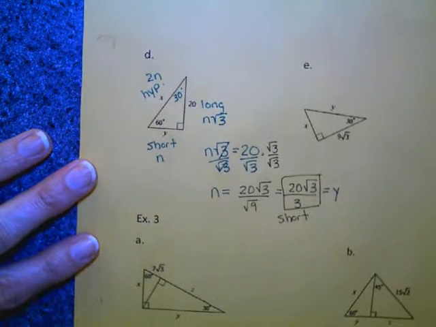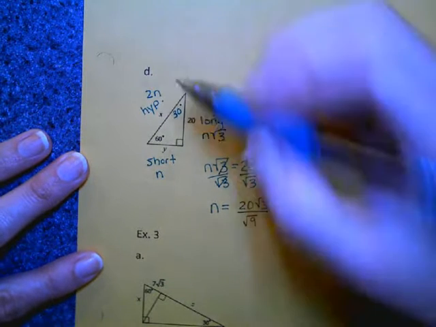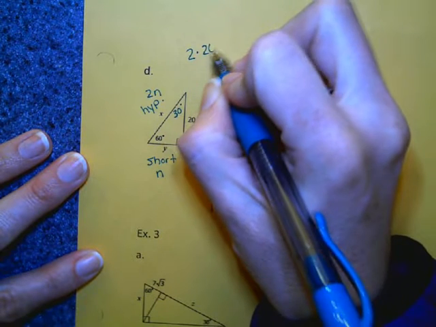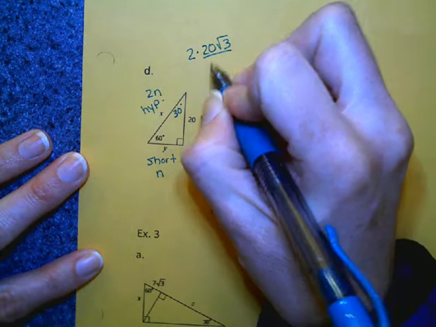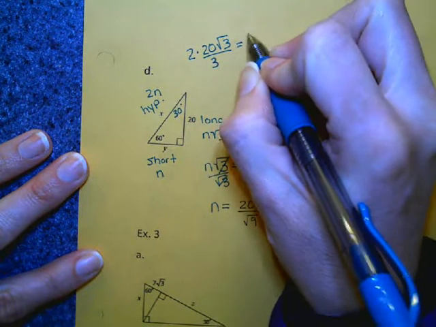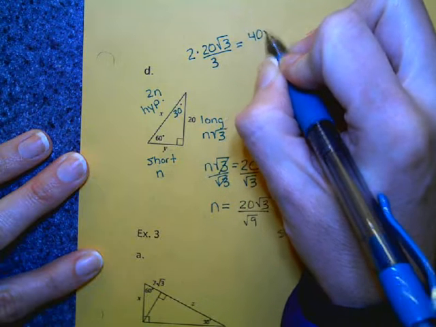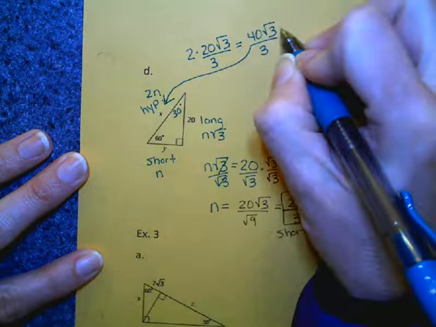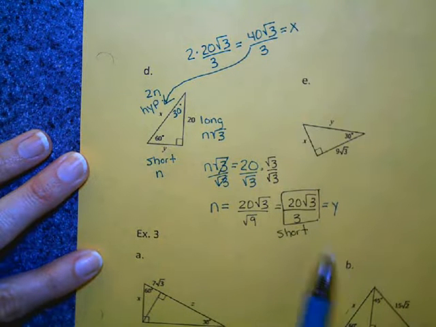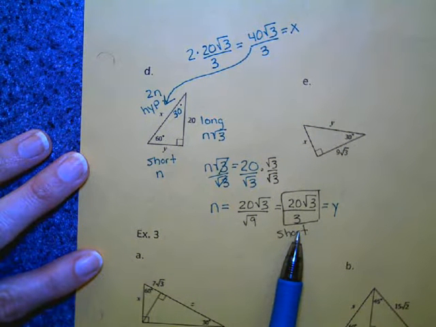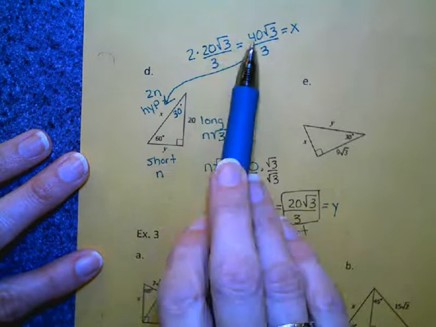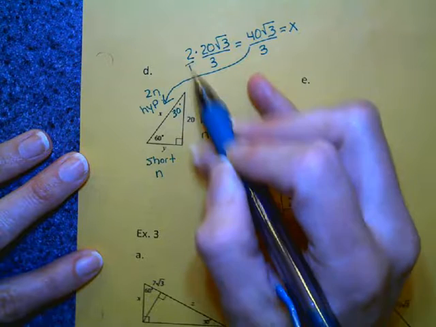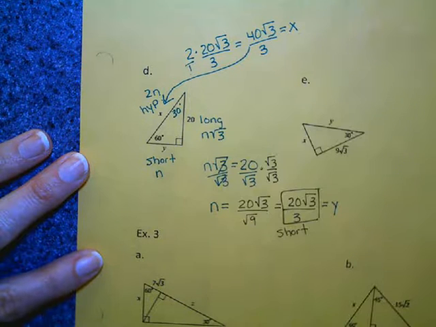And the x answer is to multiply that by 2. So if you take 2 times 20 square root of 3 over 3, well 20 times 2 is just 40 square root of 3 over 3. So that was our x value, that was our hypotenuse. You took your short leg and then you times it by 2. So 20 times 2 is just 40. You don't multiply the 3, because remember if 2 was a fraction it would be 2 over 1. So you're not really multiplying the denominator by 2.